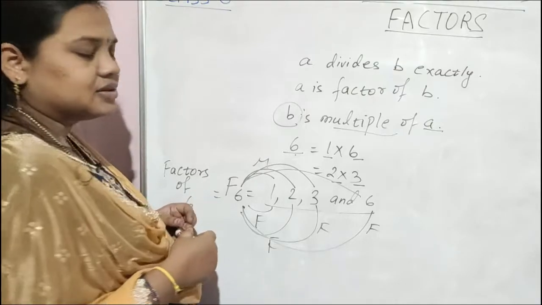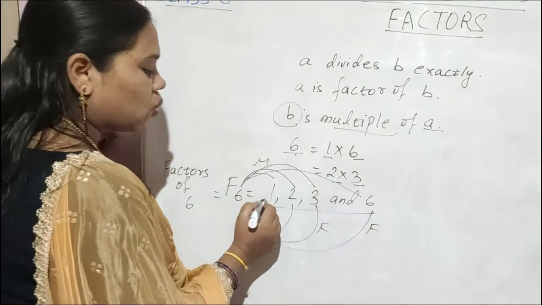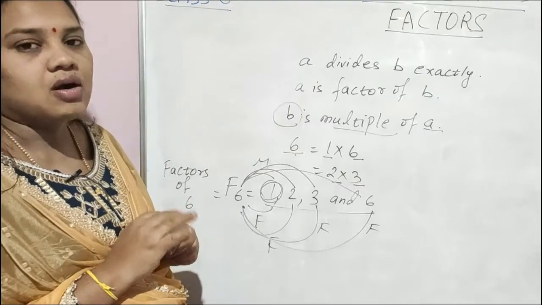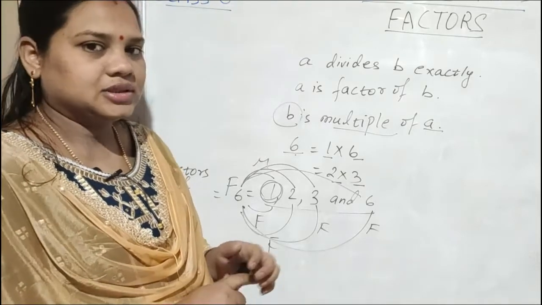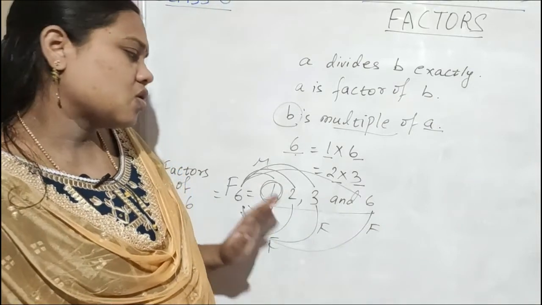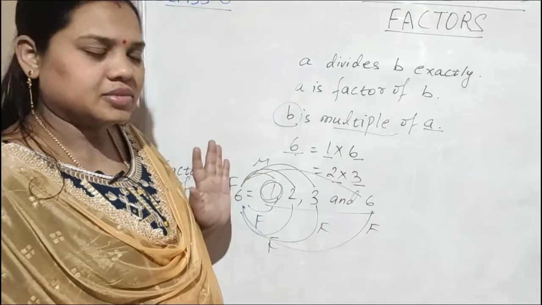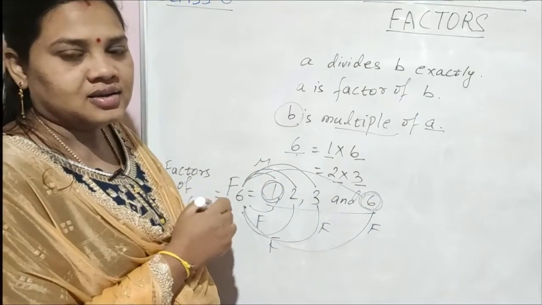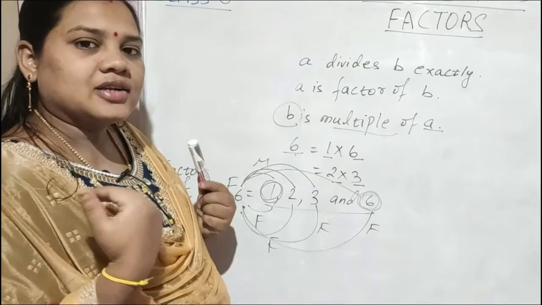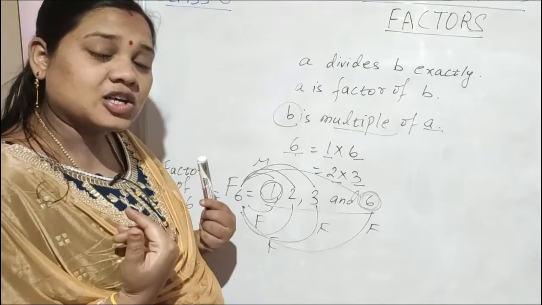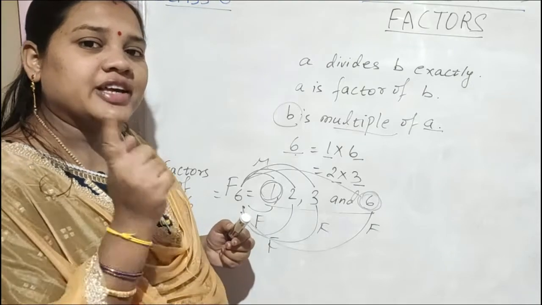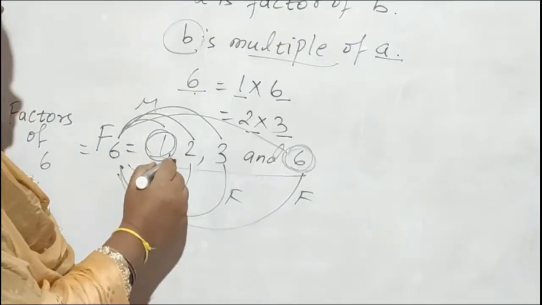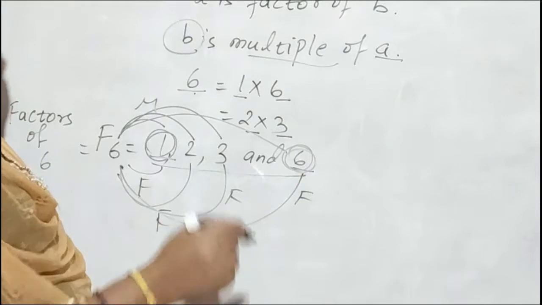Here the things we must know: 1 is a factor of all the numbers, because 1 divides all the numbers. Second point, every number is a factor of itself. 2 is a factor of 2, 3 is a factor of 3, 4 is a factor of 4, 6 is a factor of 6. Clear? First point, 1 is a factor of all the numbers. Second, the number is itself a factor.